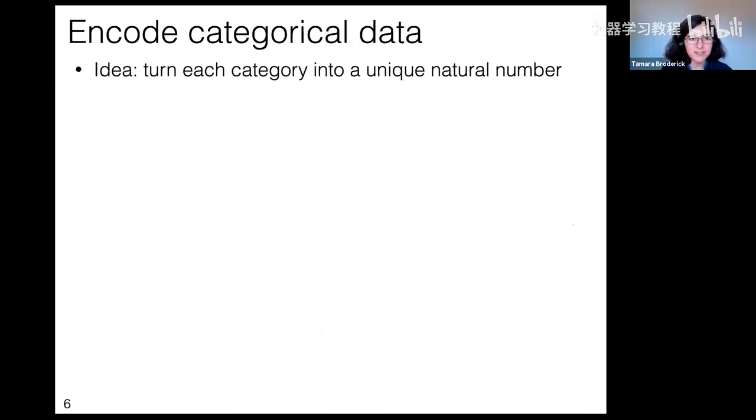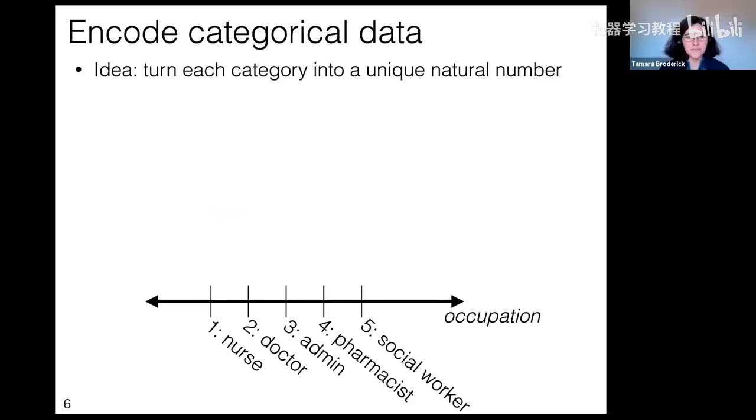Here's an idea. Let's turn each category into a number. That seems really natural, right? So I'm going to say that nurse is 1, doctor is 2, administrative assistant is 3, pharmacist is 4, and social worker is 5. And let's say those are the set of jobs that we see.